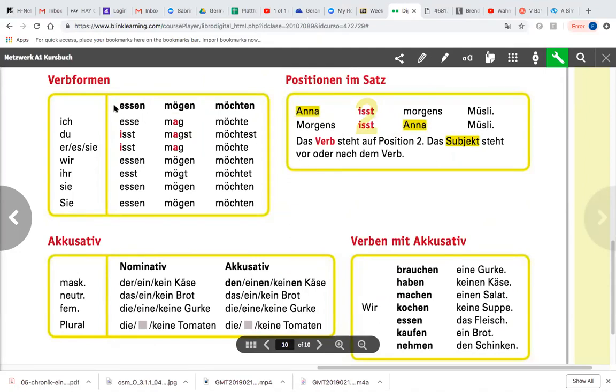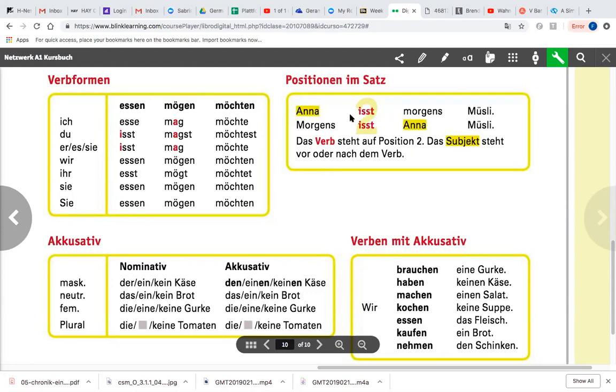So although the infinitive is essen, you would say du isst, oder sie oder es isst. Mögen, same thing, it changes too. It already changes for the first person singular. Ich mag, du magst, es oder sie mag. So the verb conjugations, the irregular ones, you will have to study, just like any other vocabulary.